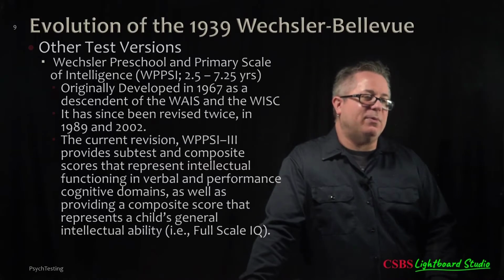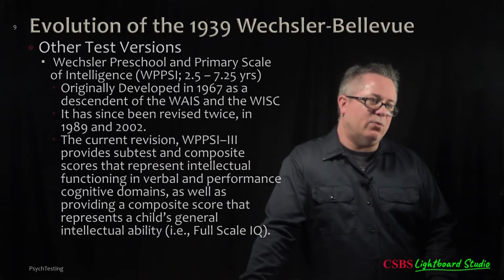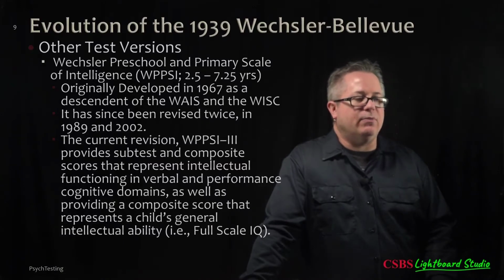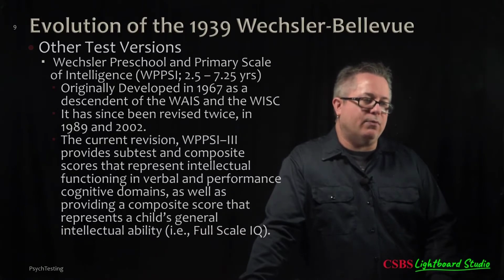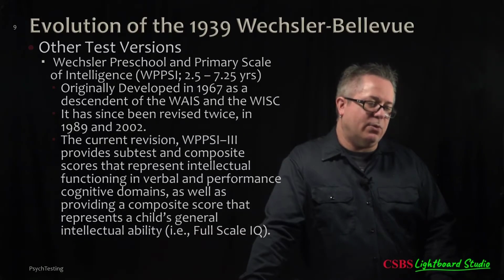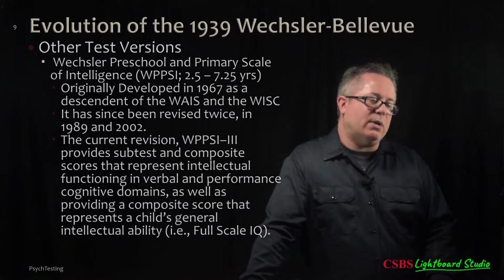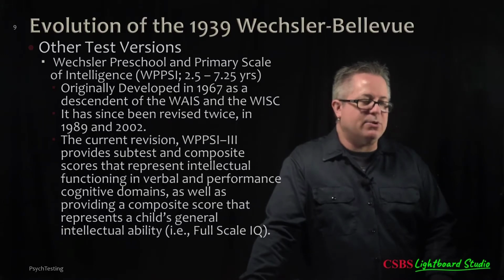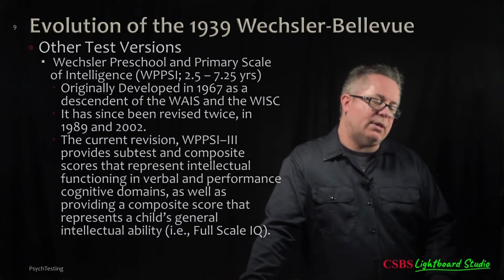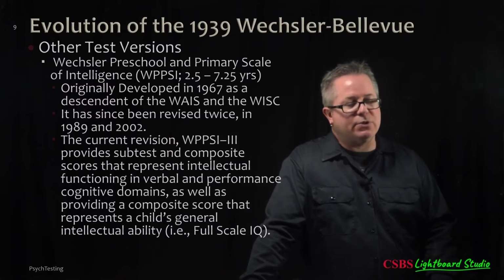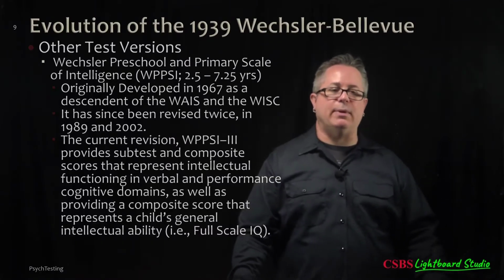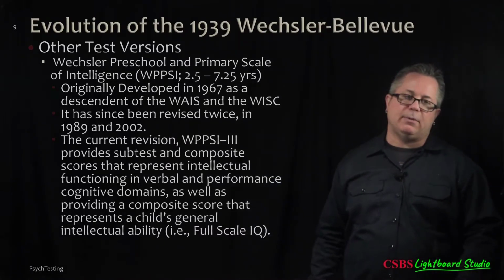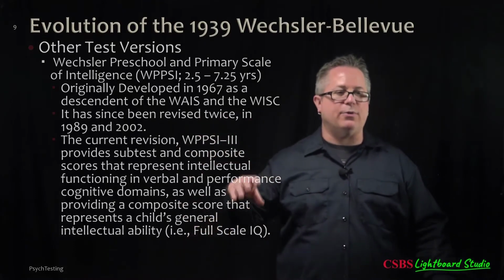All right, so it was originally developed in 1967 as a descendant of the WAIS and the WISC, and has been revised twice, in 89 and 2002. The current version, at least according to this, is the Wechsler Preschool and Primary Scale of Intelligence, third edition, which provides subtests and composite scores that represent intellectual functioning in verbal and performance cognitive domains, as well as a composite score that they call the full scale IQ.